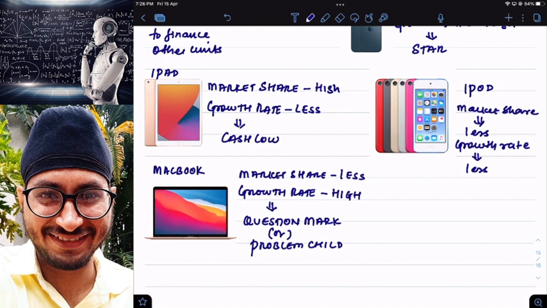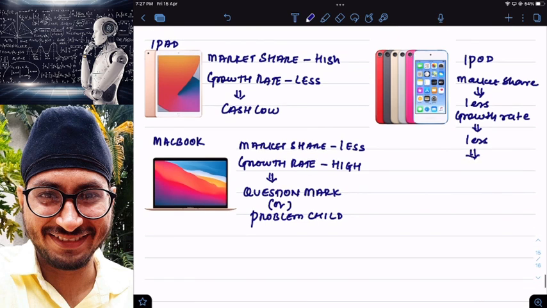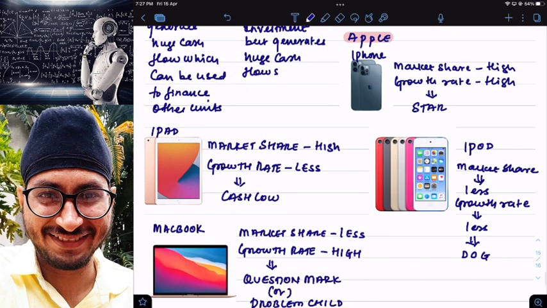So according to you, what should the iPod be for Apple? Should be dog. Correct? So I hope you understood now. We have taken 4 products of Apple and we have analyzed which product for Apple is a star, which is an example of a cash cow, which is an example of a question mark or problem child, and we have seen which is a dog. I hope you understood now how to perform BCG analysis of any product portfolio.